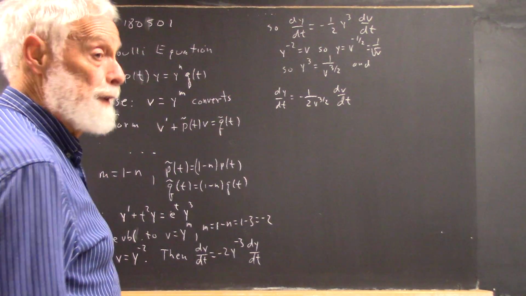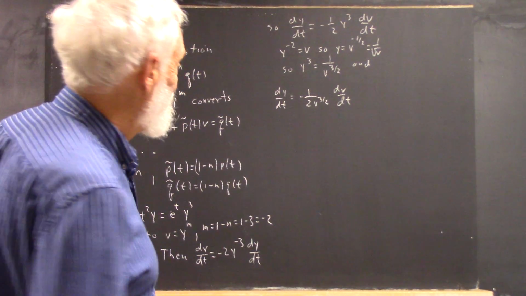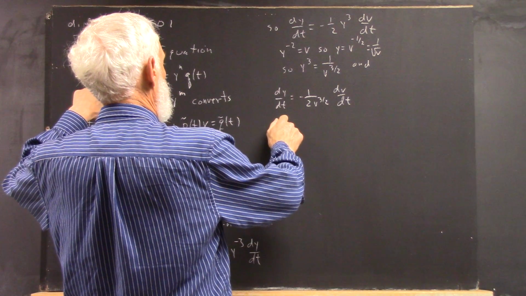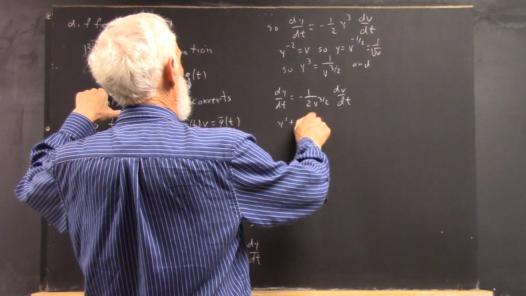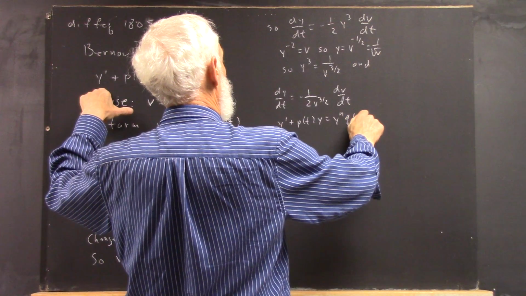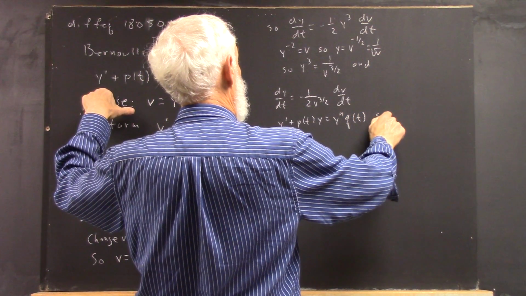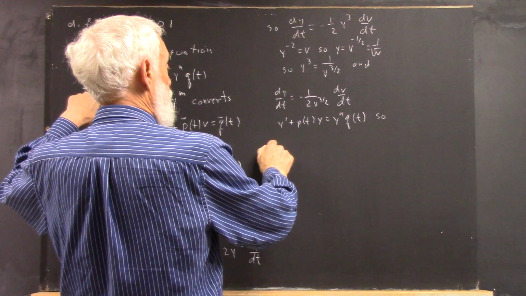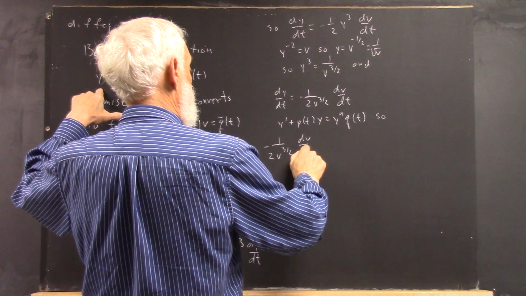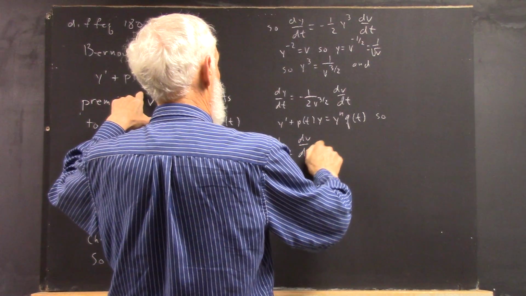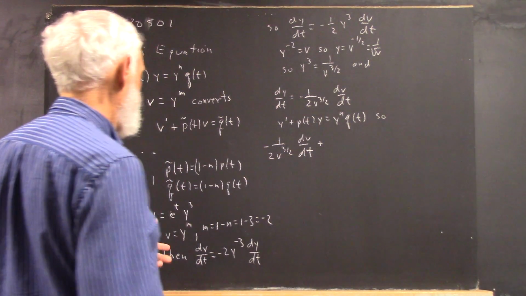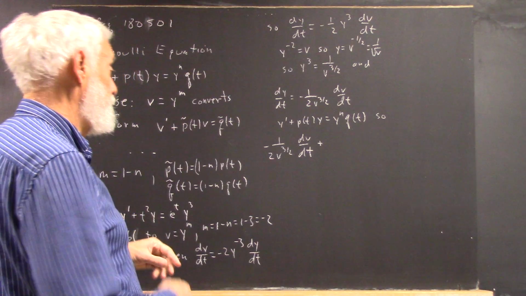Well, we can translate the silly equation, okay? So we get y prime plus p of t y equals y to the n q of t. So negative 1 over 2v to the 3/2 dv dt plus p of t y. Well, p of t is your t squared, right?